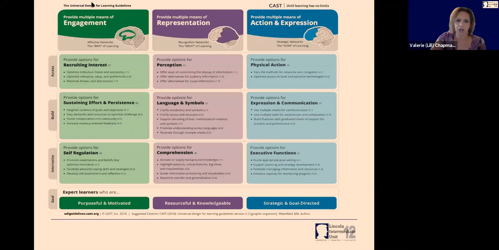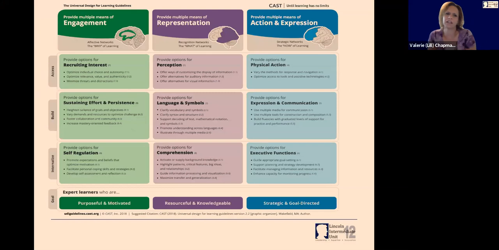This is a nice chart. Again, it might look a little small, but you have access to the slides. If you go to the CAST website, this is all over their website. Again, I don't have time to get into the depth of the CAST website. This is a general overview, but it gives you options.